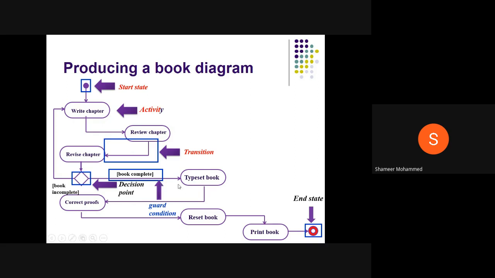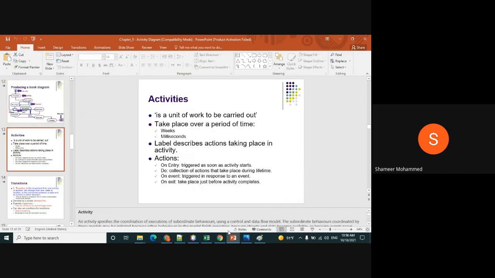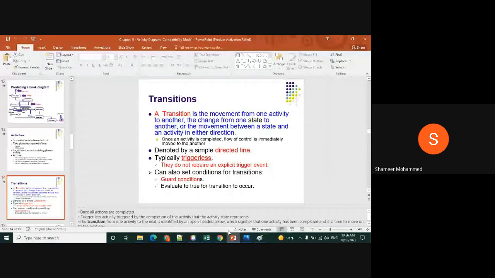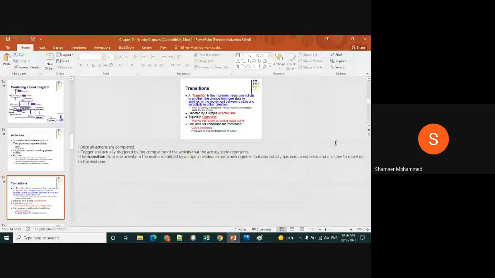Book complete, then you go for typesetting. This is also one condition. So conditions we can represent. If they become true, then you move to the next state.